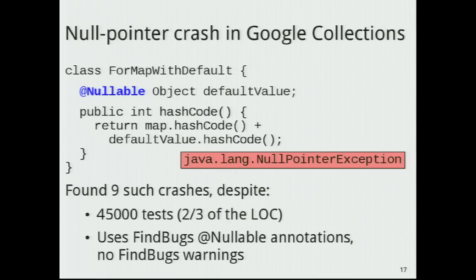So we found 9 crashes like this in Google Collections alone. And we found that despite the fact that it has 45,000 tests, and 2/3 of its lines of code are actually tests. And it was already using the findbugs nullable annotations, and findbugs ran cleanly on it, issuing no warnings. Now, you can't blame these people. The Google Collections authors have done a fantastic job. But you can't possibly write all the tests you need to write. It's much better to let a machine do that. No human can compete with that sort of thing. So a machine's a great way to complement all the tests that you've written.